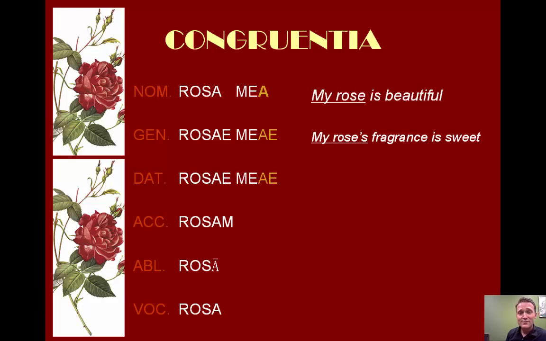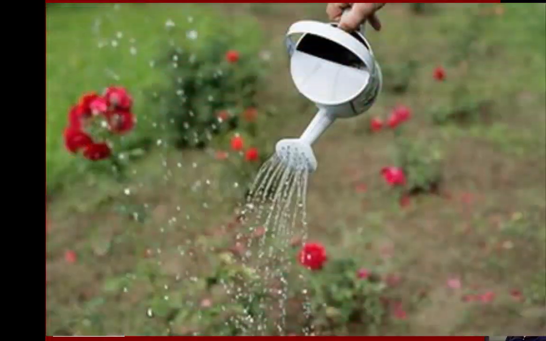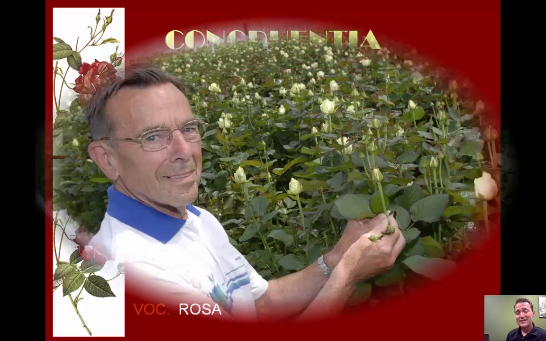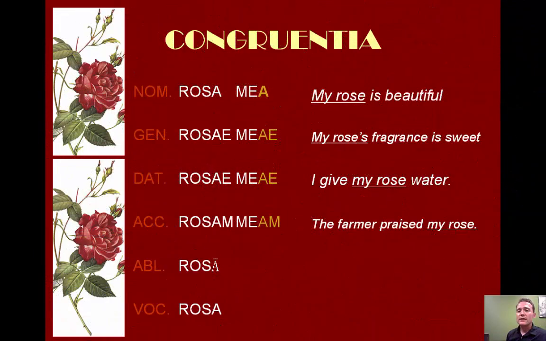So we move on to the dative. Rosae meae. I give my rose water. I give water to my rose. Rosam meam. The farmer praised my rose. The farmer is the subject. The rose is the direct object. We represent the direct object by the accusative case. Rosa mea, the ablative.